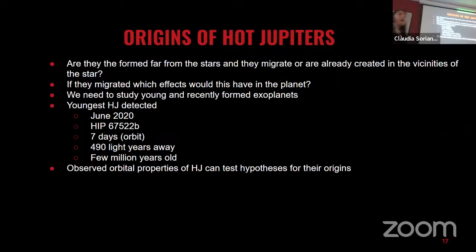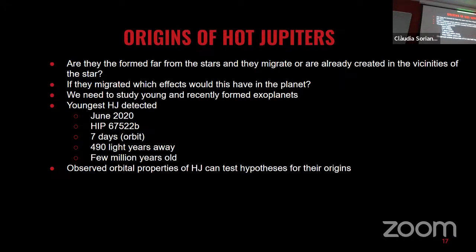So one of the main questions that we have when we are talking about hot Jupiters is this proximity and the origin of themselves. So they were created. One of the questions is, are they created close to the star, or were they created far and then they migrated to the proximity of the star? So we don't know. There are some evidences for these three different mechanisms that we will see later.